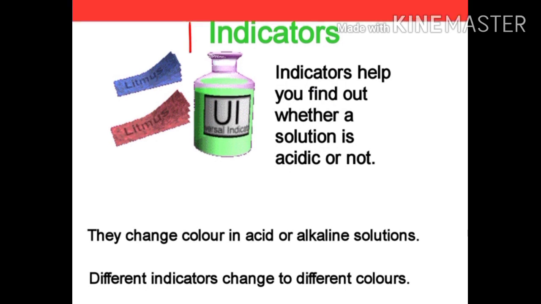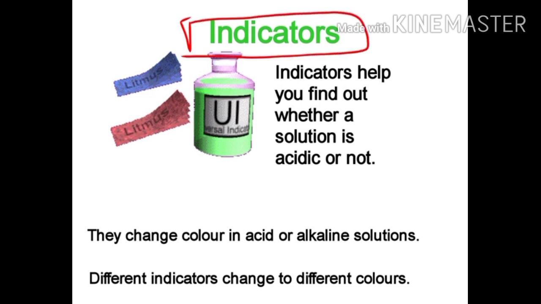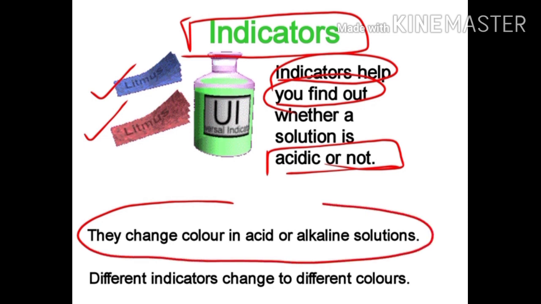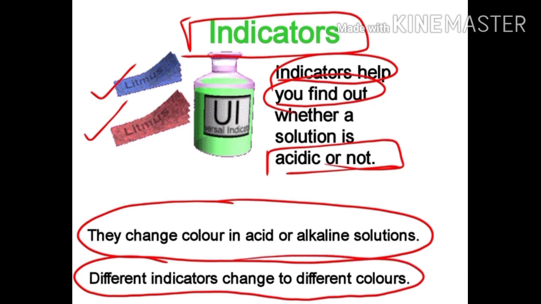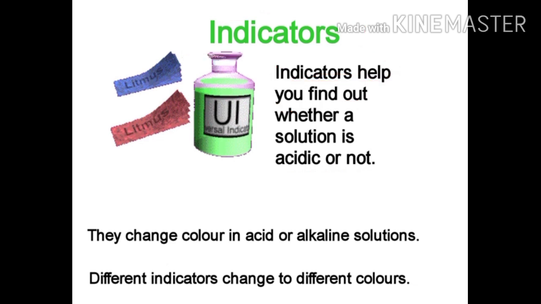Indicator, what is an indicator? An indicator is a substance which will help you find out whether the given substance is acid or not. Like, you must have heard about litmus paper. We are using blue litmus paper and red litmus paper. They change their color in acid or alkali solution. Different indicators change to different colors. So an indicator is a substance which indicates the acidity or basicity of a substance.